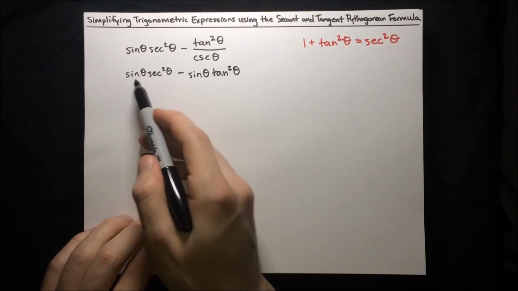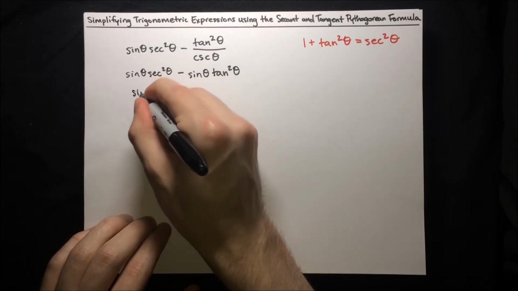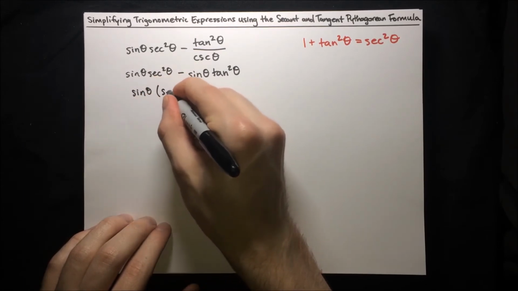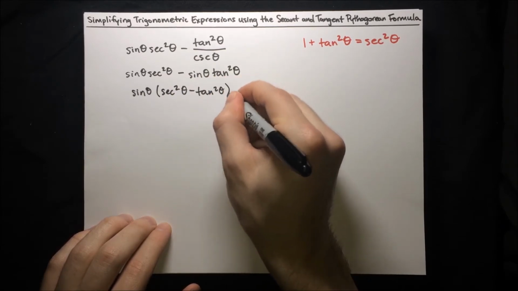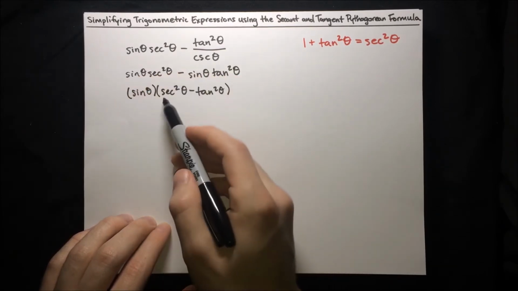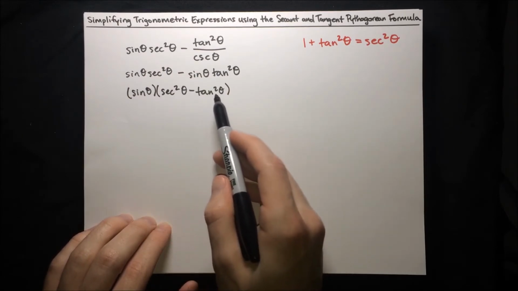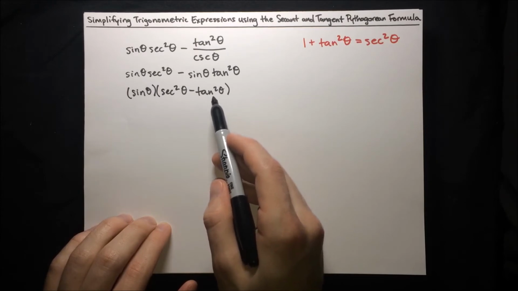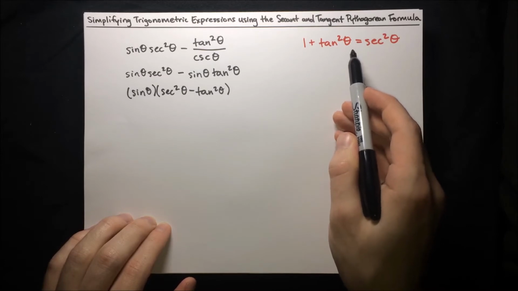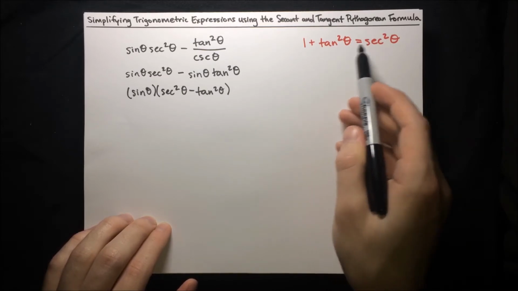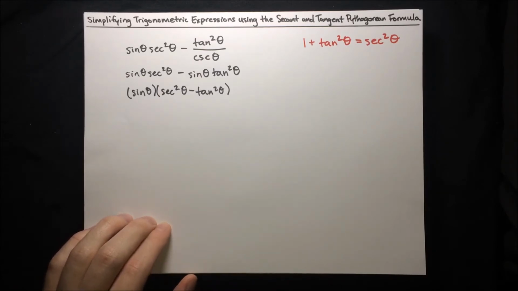And now since we've got a sine and a sine, we can simplify a bit more by factoring out a sine. So here we've got sine theta times secant squared theta minus tan squared theta. And the secant squared theta minus tan squared theta looks like it could be simplified using the secant and tangent Pythagorean formula. And indeed it can, not in this state, but once we rearrange it a bit. So let's do that.